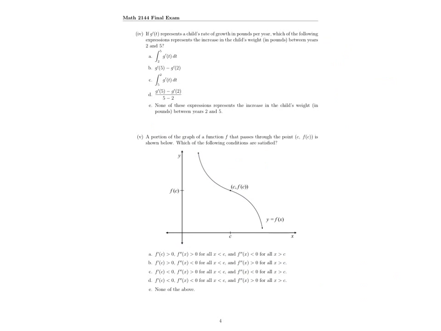So next we have, if g prime represents a child's growth rate in pounds per year, which of the following expressions represents the increase in the child's weight between years 2 and 5? And so I think that the thing here is that if g prime of t is the child's growth rate, we know that the integral of a rate is the net change. So if we integrate that rate function from 2 to 5, we'll get the net change. So that would be A.